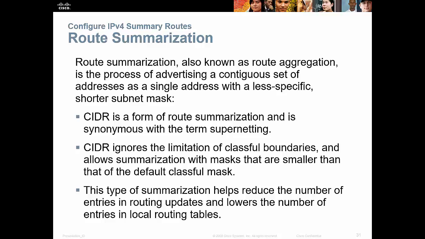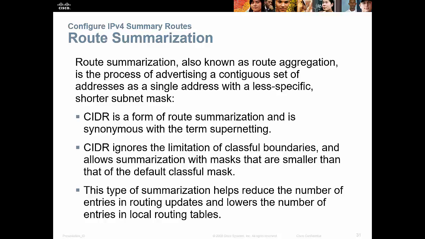So the last few slides we're going to talk about route summarization. Route summarization is also known as route aggregation, and it's a process of advertising a contiguous set of IP addresses as a single address with a less specific and shorter subnet mask. This is done with CIDR notation. It's a form of route summarization, and it's synonymous with the term supernetting.